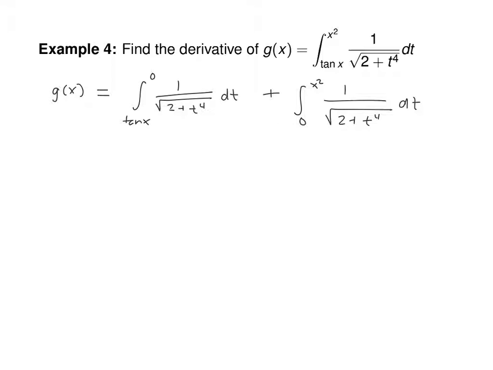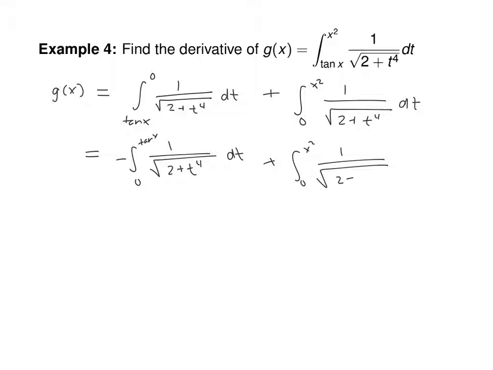And now one of them is still a little bit problematic. Which one? The first one. And to make it right, you have to flip it. Oh, that should be to tangent x. Plus the integral from 0 to x squared of 1 over root 2 plus t to the fourth. So g prime will equal. Did you make an art sign of that? Or is it too hard?